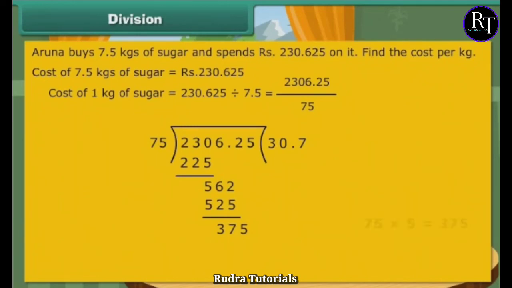It holds 5 times 75 exactly. Write 5 to the right of 7 and 375 beneath 375. Subtract. As the difference is 0, write cross to mark the end of the division operation. Therefore, the cost of 1 kg of sugar is rupees 30.75.